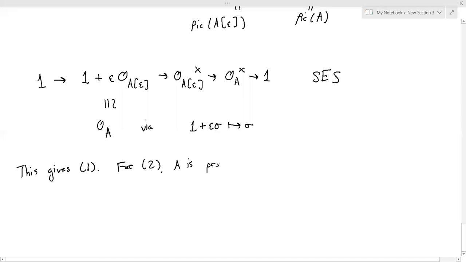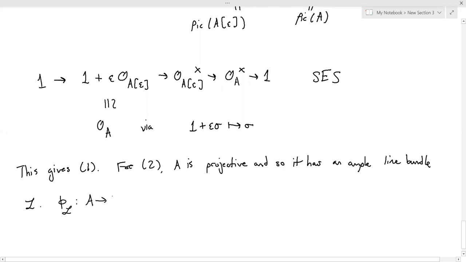A is projective, and so it has an ample line bundle L. And a result that will follow from stuff we do later today is that the associated phi_L, which we know maps A to A dual, is finite. And so what that implies, via an argument that I won't lay out here, but ask me about it later, is that g is a lower bound for the dimension of A dual.